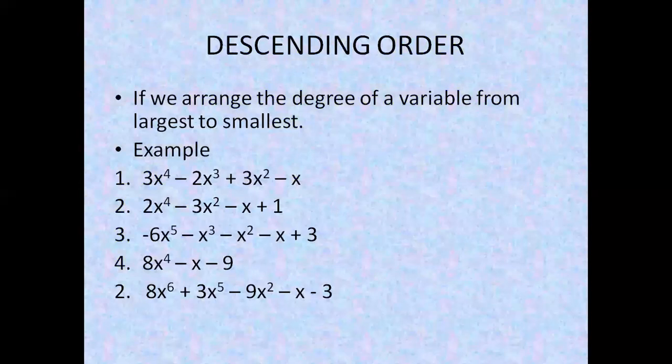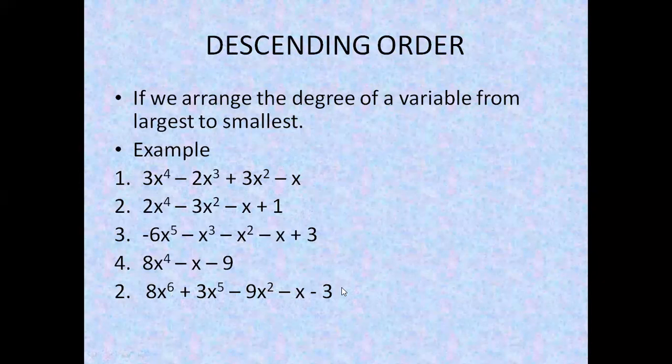Descending order is the reverse of ascending order. In this case, you will always arrange the power of the variable from higher to lower. You can see 4, 2, 1 and then constant, then minus 6, minus 5, 2, minus 1. So you can see that the powers are arranged from higher to lower.